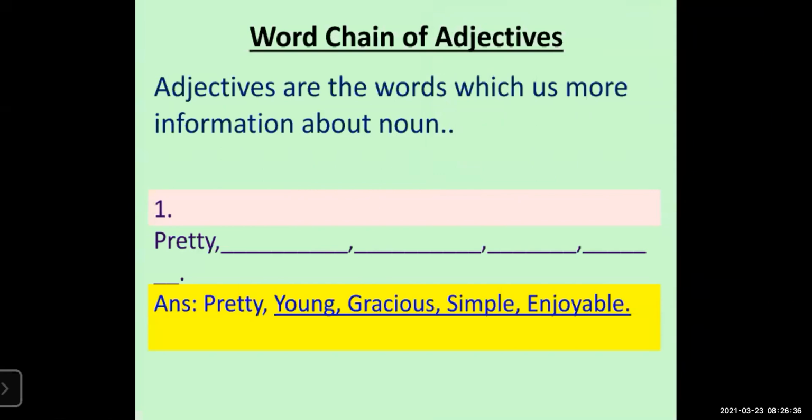Just like Antakshari, we complete the word chain. The adjective I have used here is enjoyable, which begins with E and ends with E. So in this way, I have completed this word chain: pretty, young, gracious, simple, and enjoyable. So here we have completed this word chain of adjectives. I hope you have understood this activity, that is word chain.